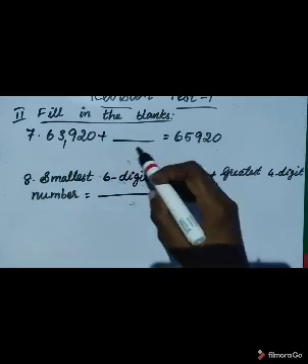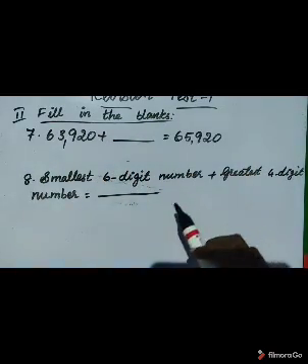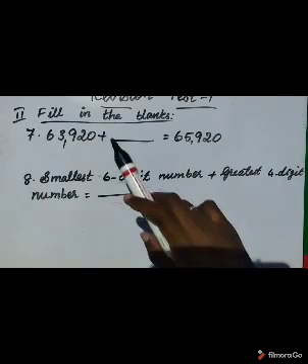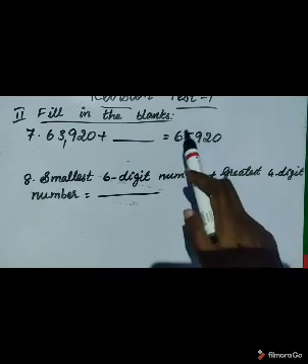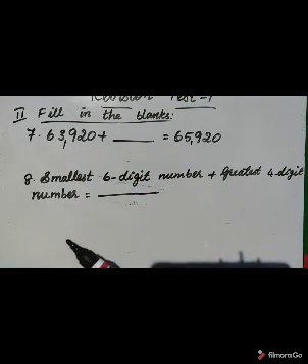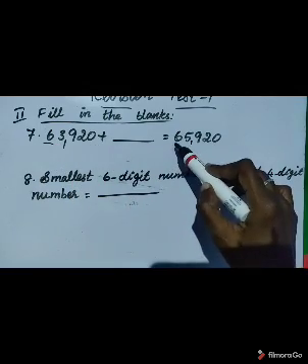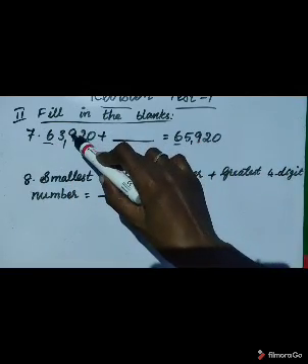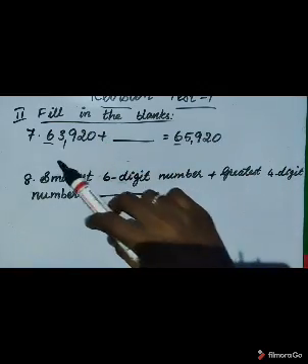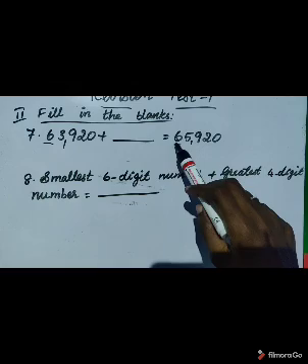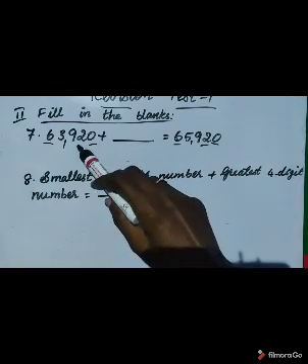Only one difference is there. Here 3 and here 5. All others are remaining the same. So here, the thousands place. Ones, tens, hundreds, thousands. So in the thousands place there is a change. How many if you add to 3 you will get 5? If you add 2, you will get 5. So in the thousands place, you have to add 2. So 2000 is the answer.